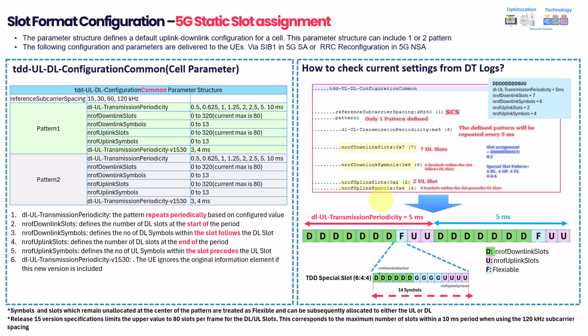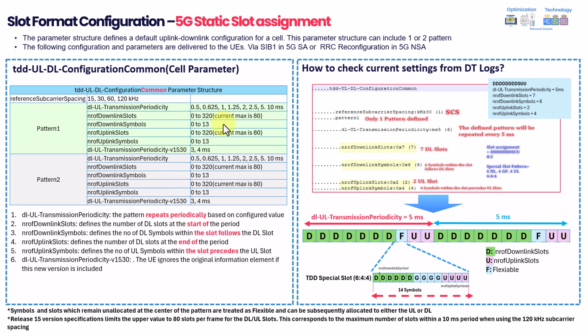And the pair of patterns repeats with a period equal to the summation of the downlink transmission periodicity of pattern 1 and the downlink transmission periodicity of pattern 2. And one important note, TDD specifies that the sum of the periods of these 2 patterns must divide into 20 milliseconds.